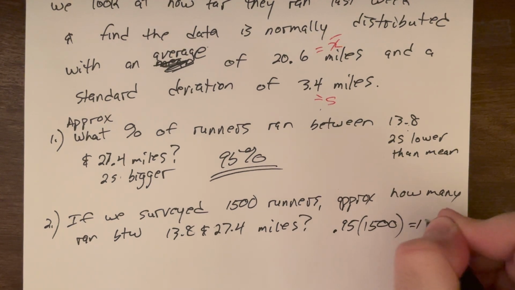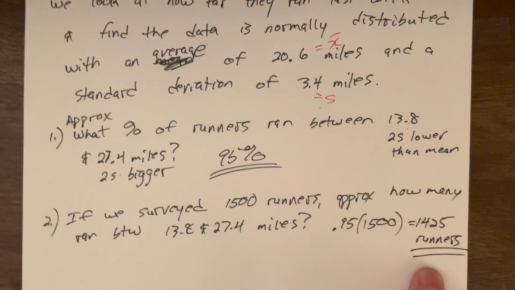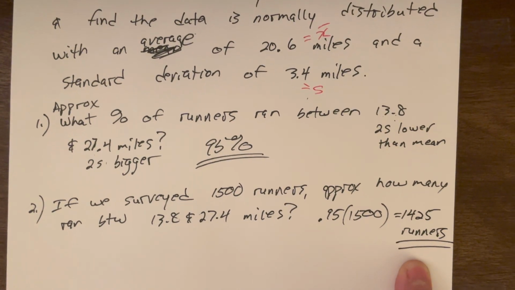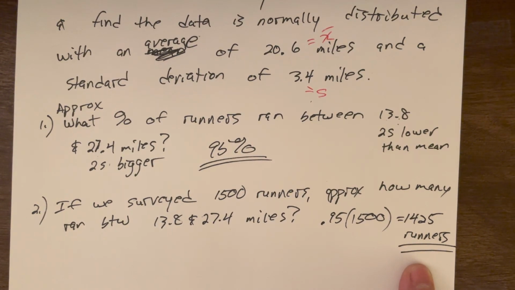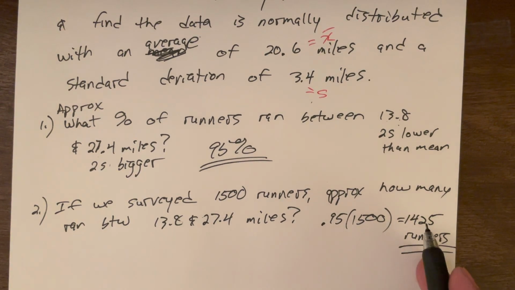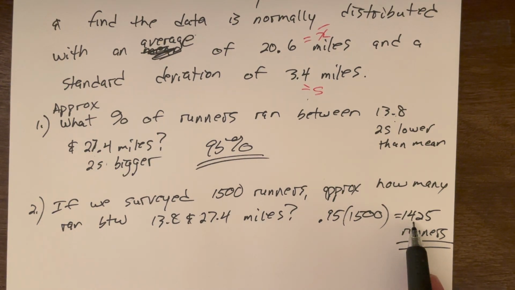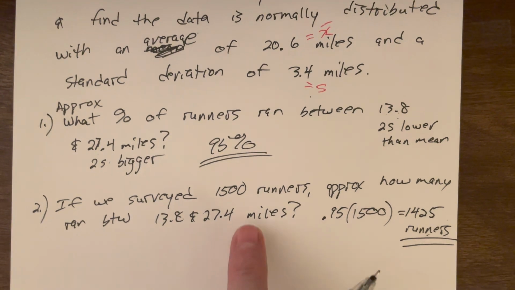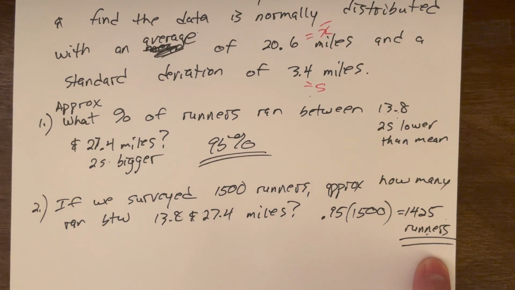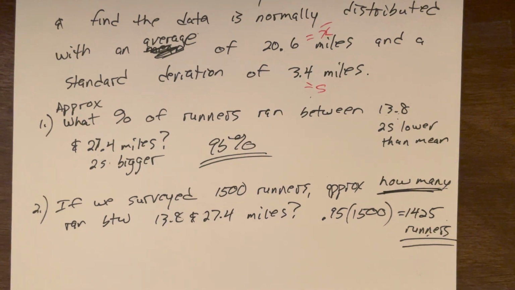This one is very nice in that it comes out as a whole number. So we've seen sometimes it does. Whether it does or not, it still is an approximate. We shouldn't be surprised if we had 1,423 runners who ran between these, or 1,430 runners. It's still an approximate, but it's a very, very good approximate. So that was the only catch here. Just to take it from a percentage into a total, it's that how many question that we started the video discussing.